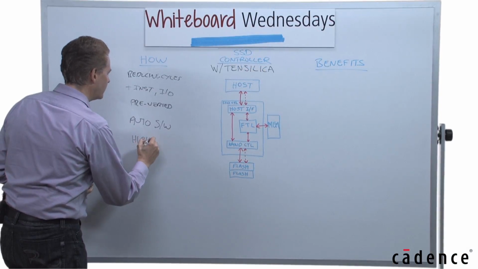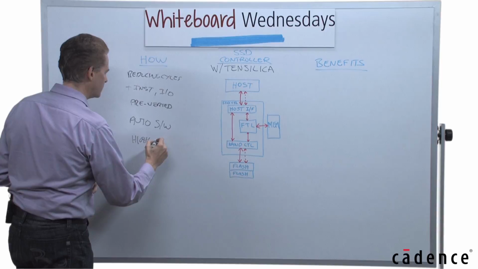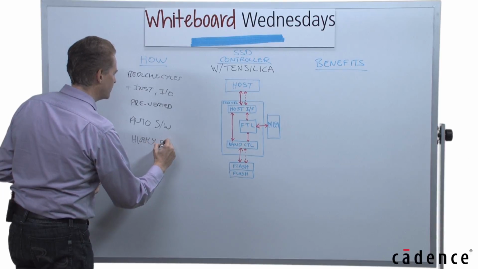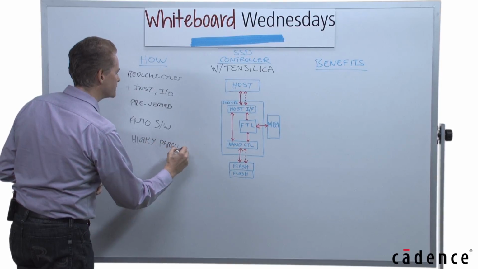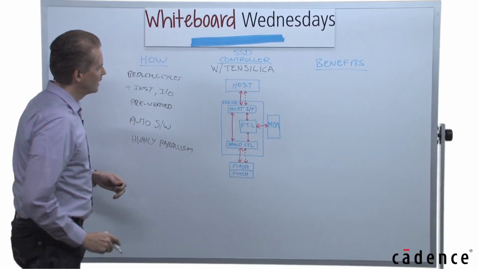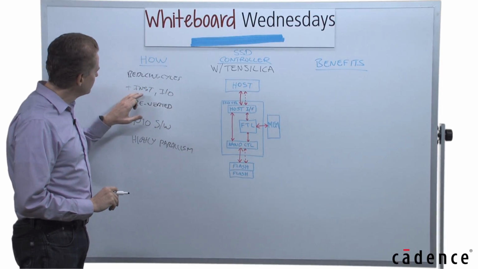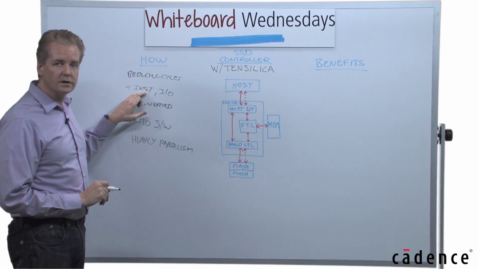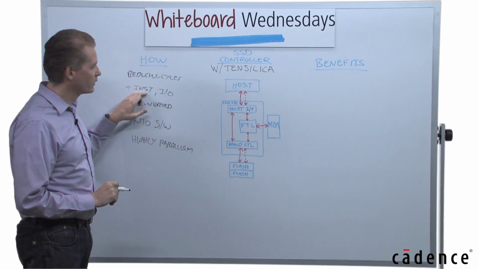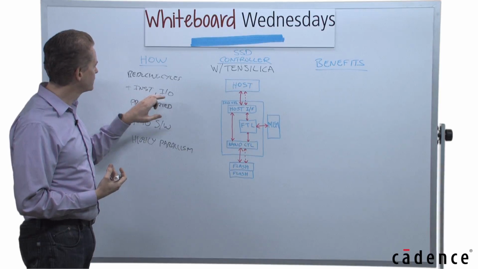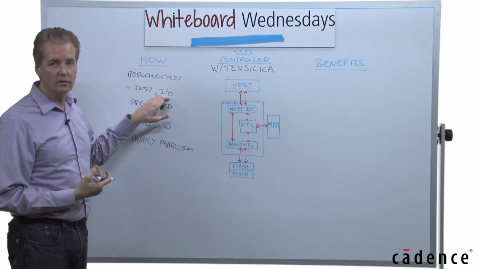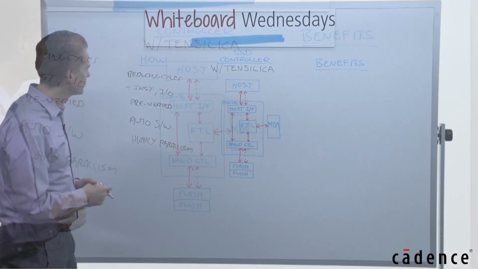And finally, because of the architecture of the Tensilica processor, you actually get a very high level of parallelism. What that means is that because you have a VLIW architecture, you can actually issue multiple operations in one cycle. So multiple arithmetic operations, and also access to multiple I/O, all in one cycle.